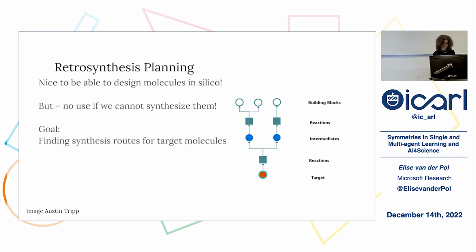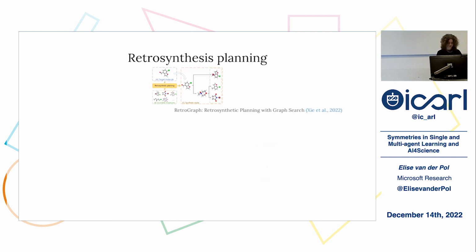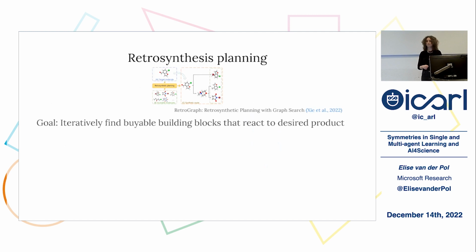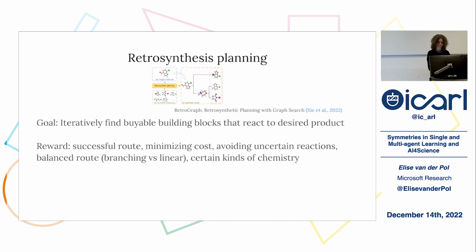So the goal is, okay, we have some target molecule. Now we're going to iteratively search: I know I can get this target through this reaction that has these ingredients. Now I'm going to see, can I buy these ingredients or do I already have them? If no, then I'm going to search a step further until I find a route. So the goal is to iteratively find these buyable or available building blocks that in the end will react to the product that you desire.